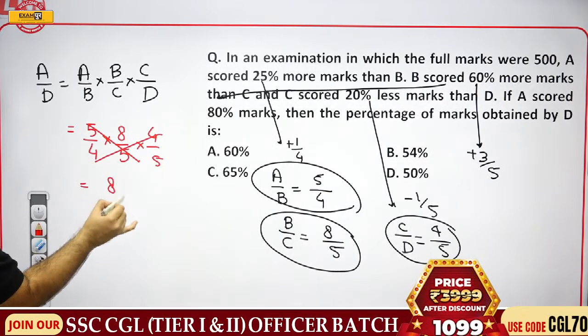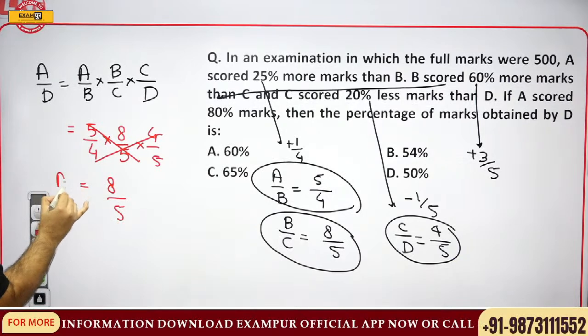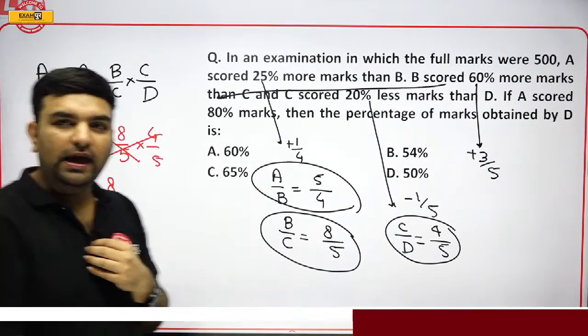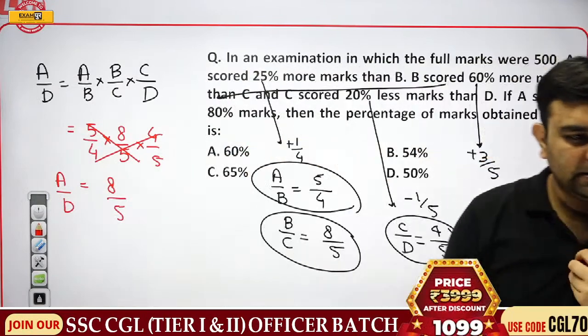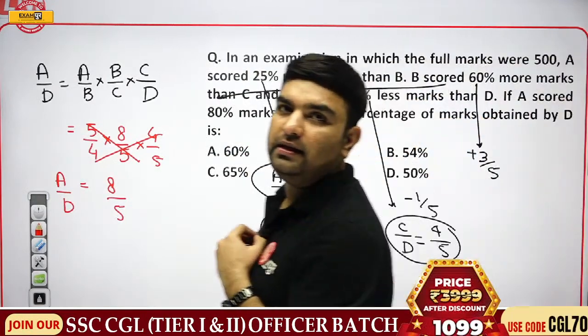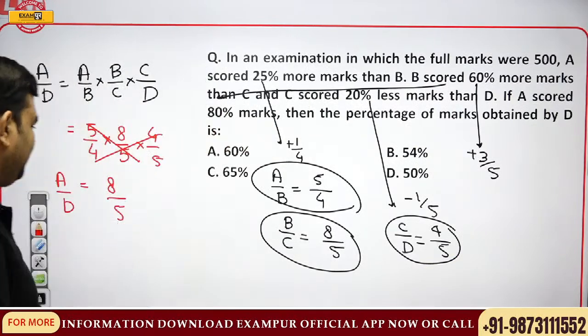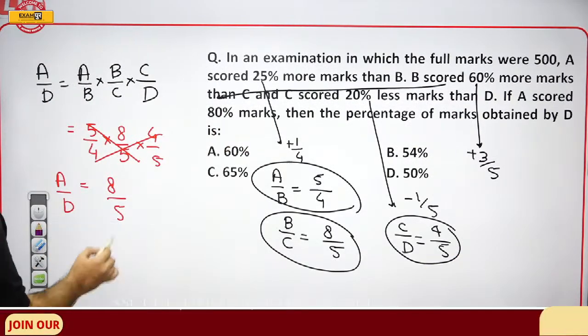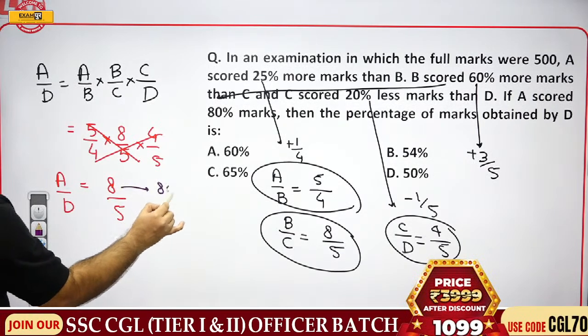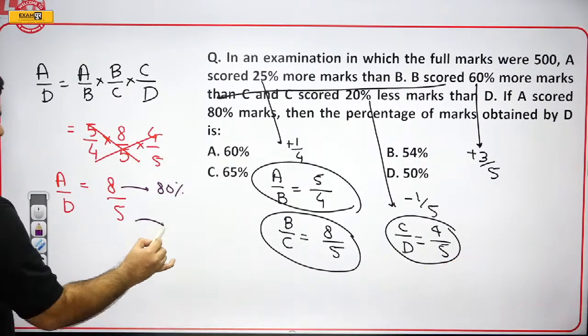So A by D is 8 by 5. A is scoring 80% marks. How much does D score? So 8 is given as 80%, so 5 is equal to 50%.